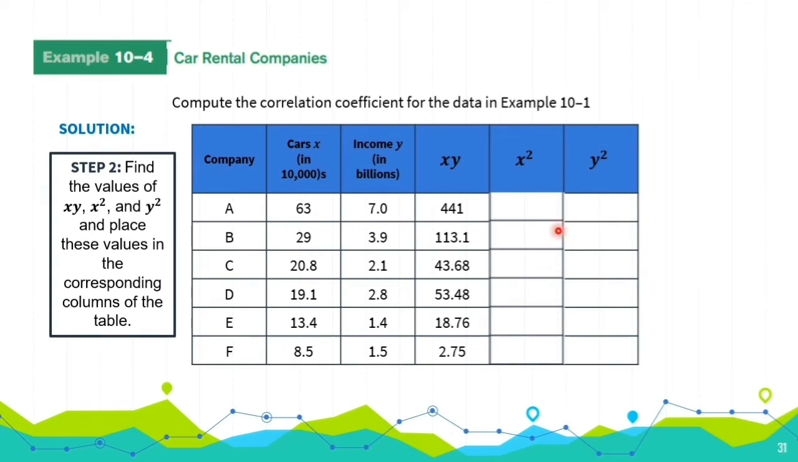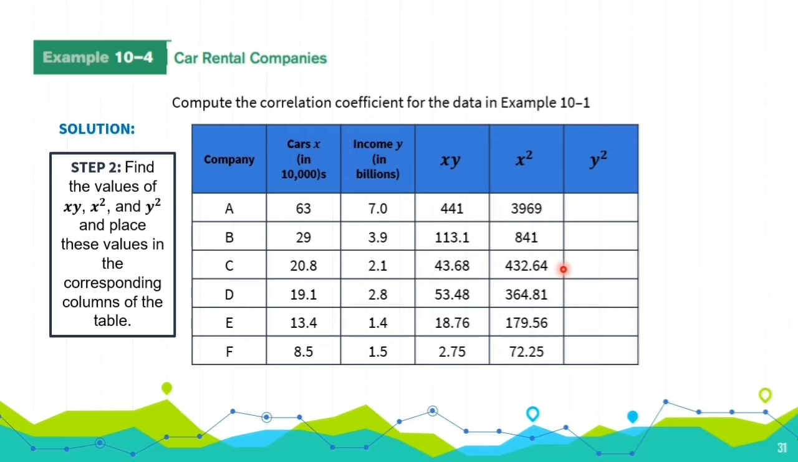Next is for the x squared. It is only the squared of x, so our x here is the second column, or the cars, in 10,000s. So 63 squared is equal to 3,968. 29 squared is equal to 841.